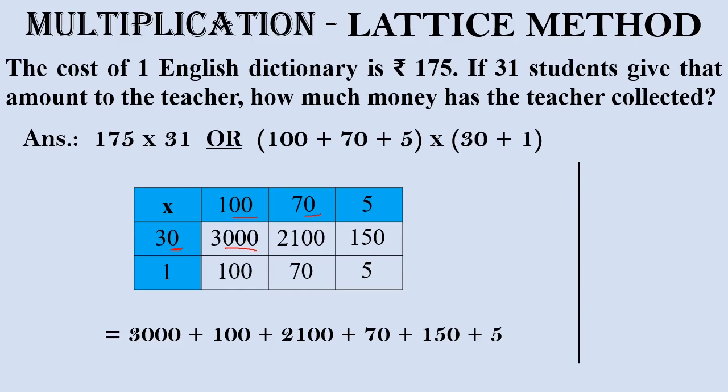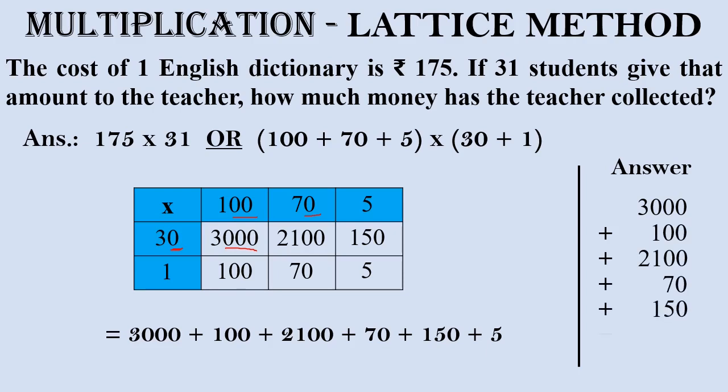3000 plus 100 plus 2100 plus 70 plus 150 plus 5. Add this number, you get 5 in the units place. 7 plus 5 is 12, write 2 in the tens place. Carry over 1 to the hundreds place. 1 plus 1 plus 1 plus 1. There are 4 ones over there. That's 4. And 3 plus 2 is 5.